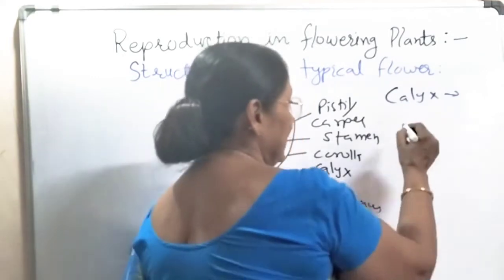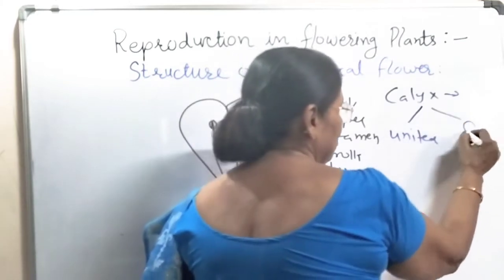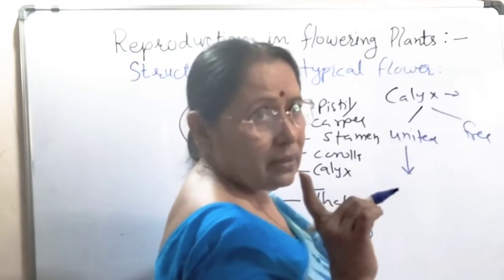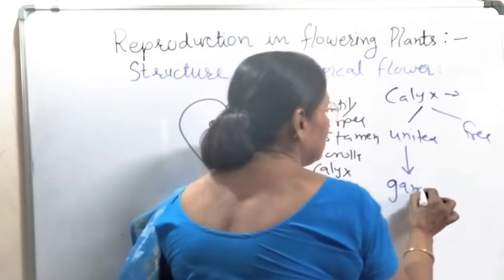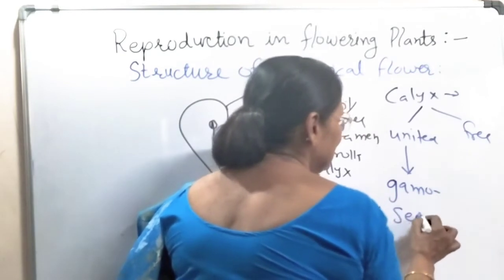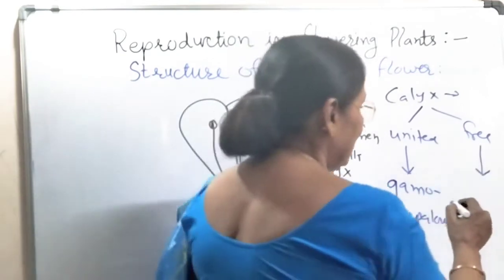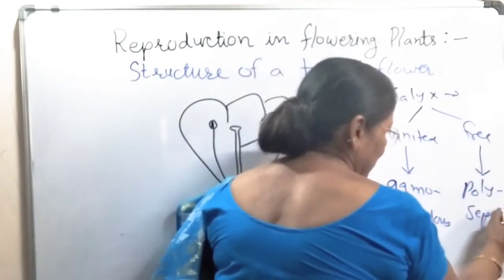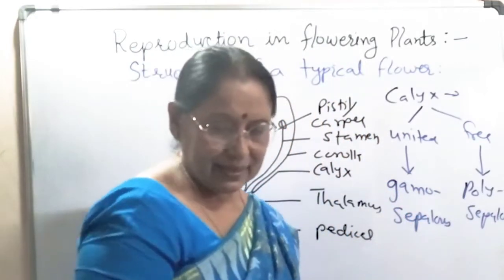The different sepals of the calyx may be united with each other, or they may be free. If they are united, then they are called, this one you can't recall, I am sure. Yes, it is gamosepalous. If they are free, then they are polysepalous. Done. This was about calyx.